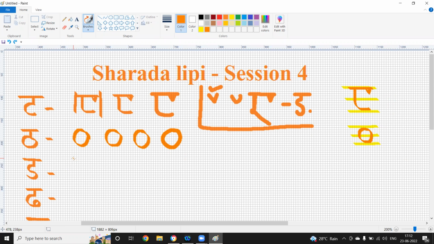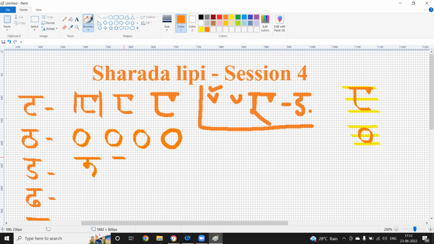Okay, so the next one is this D. This one has a Shirorekha, and from the middle of this Shirorekha we draw this small indicative vertical stroke, and from here itself we start curling it around and stop this curve here. This loop should be stopped here.